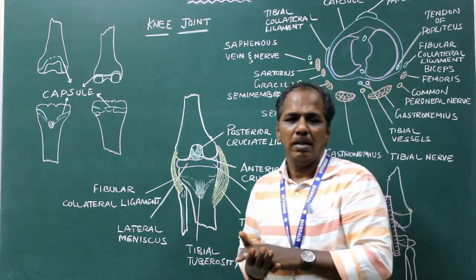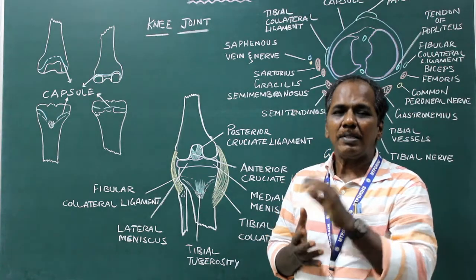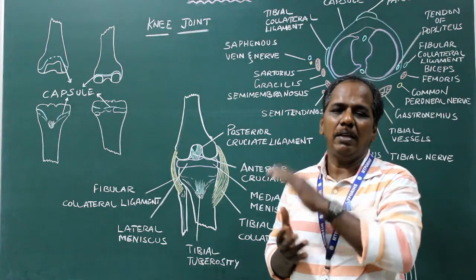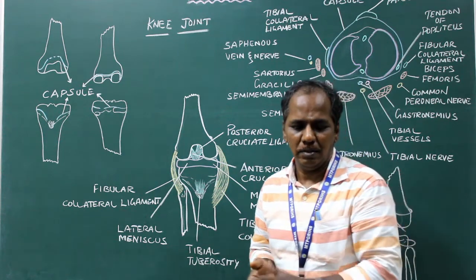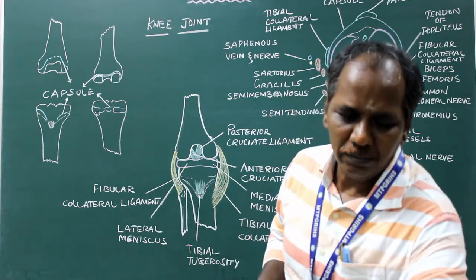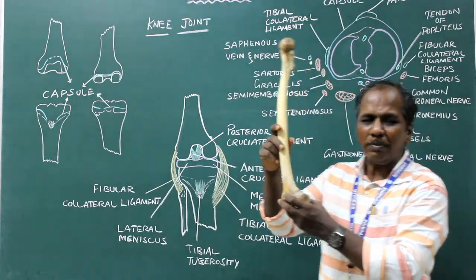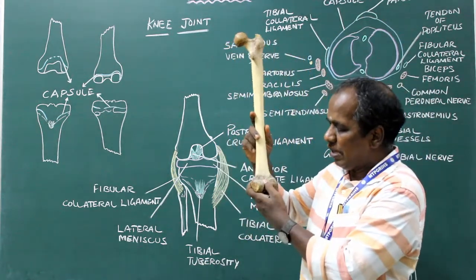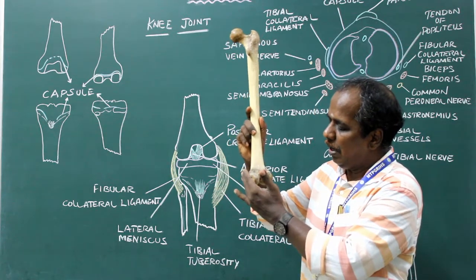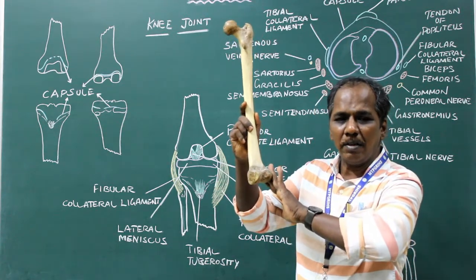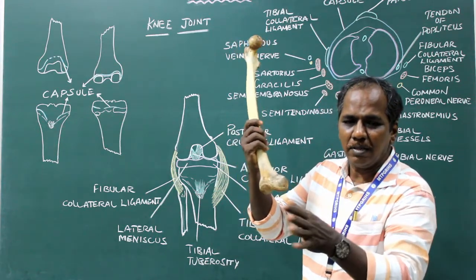Capsule. It is a loose fibrous sac which encloses the joint cavity. Attachment. Proximally, it is attached to the posterior, medial and lateral surfaces of the condyles except anteriorly where the capsule is deficient.